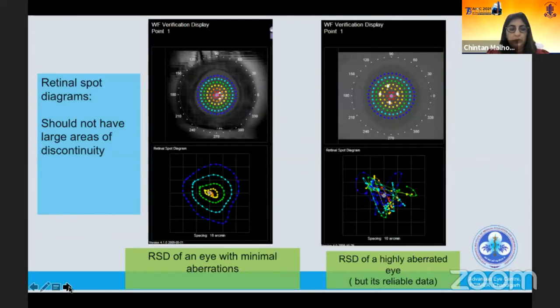of discontinuity. In an optically perfect system, all these spots would focus on the macula and hence would be in a very close cluster. But most eyes have some degree of aberration. So the image on the left shows the retinal spot diagram of an eye with minimal aberrations, but it's still continuous. On the right, we see the retinal spot diagram of a highly aberrated eye, for example, a patient with advanced keratoconus. But we can see that there are no rejected points. So although it's aberrated, it's reliable data, and perhaps the iTrace is the only machine which can take up data in such aberrated eyes.